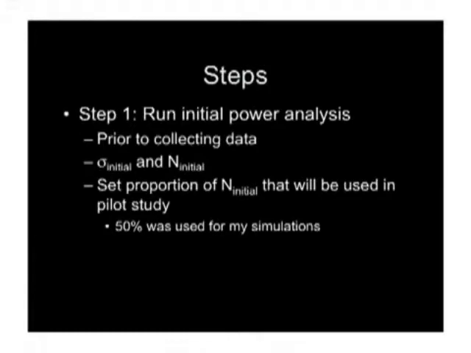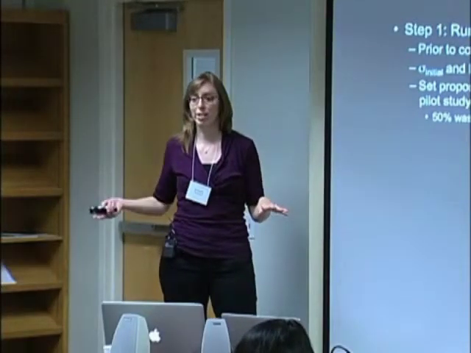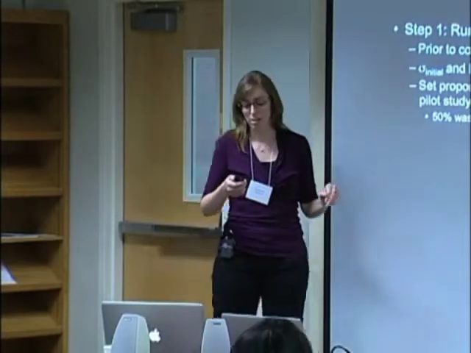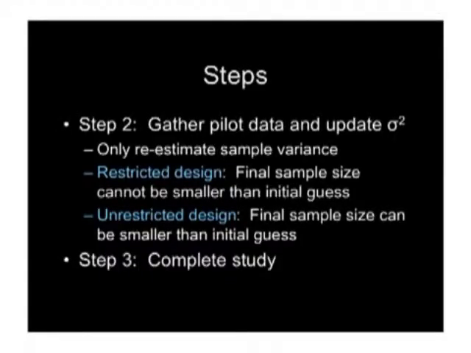And in my simulations, I use 50%, but you have to set that ahead of time. Otherwise, if you're looking at your data and then you pick it, you're biasing your result. The second step, you gather that data, you update your variance estimate, and only the variance estimate. And then there are 2 approaches to determining the final sample size.